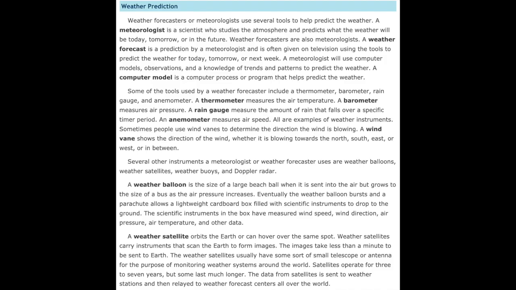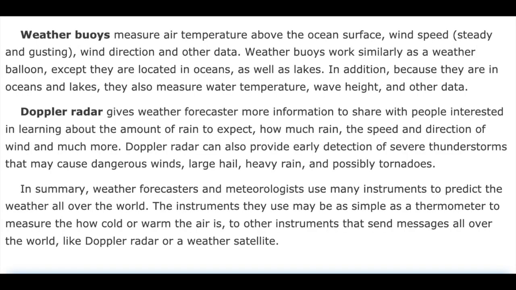The data from the satellites is sent to the weather stations and then relayed to the weather forecast centers all over the world. Weather buoys measure air temperature above the ocean's surface, wind speed, steady and gusting, wind direction, and other data. Weather buoys work similarly to a weather balloon, except they are located in oceans, as well as lakes. In addition, because they are in oceans and lakes, they also measure water temperature, wave height, and other data.